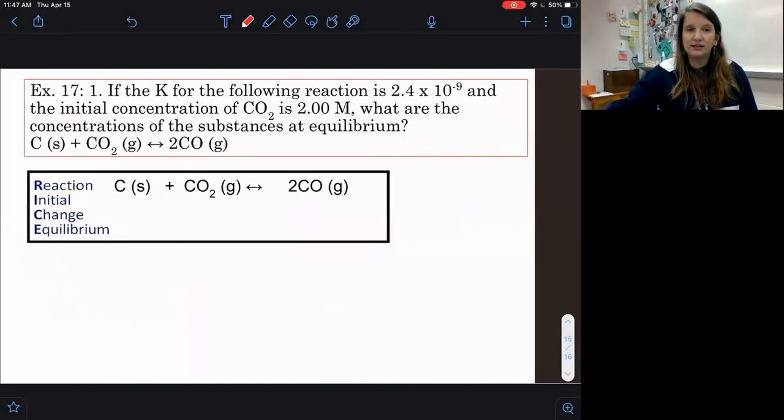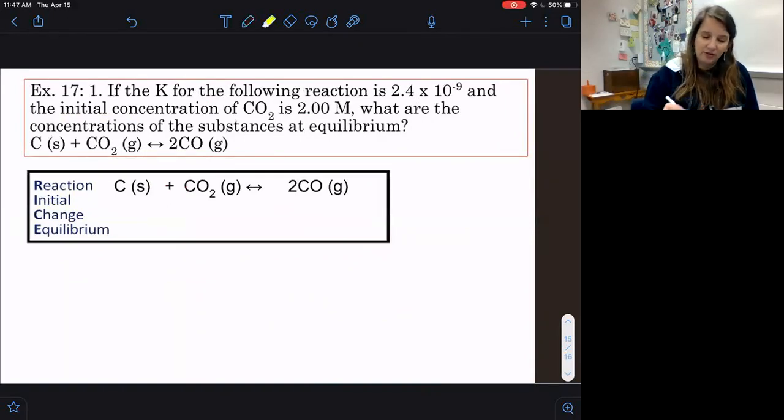Okay, let's take a look at this next question here. It says, if the K for the following reaction is 2.4 times 10 to the negative 9, and the initial concentration of CO2 is 2 molar, what are the concentrations of the substances at equilibrium? So we can see here that we have our reaction already written. Carbon plus carbon dioxide yields carbon monoxide.